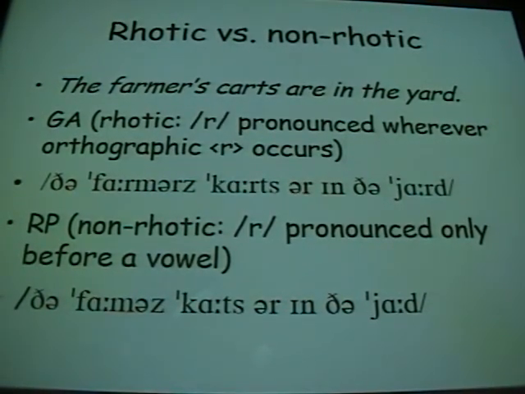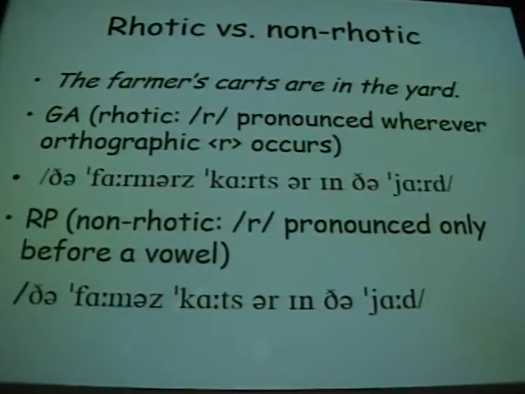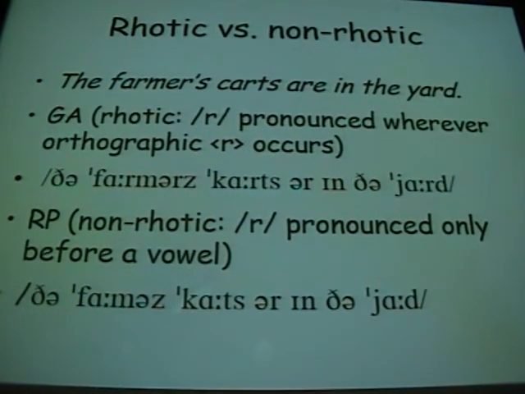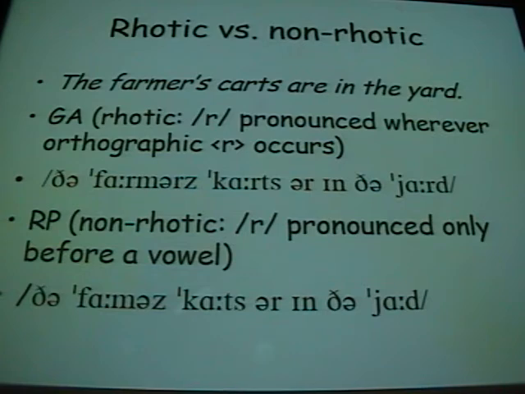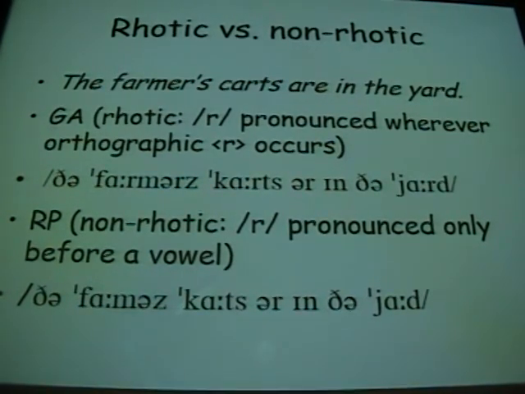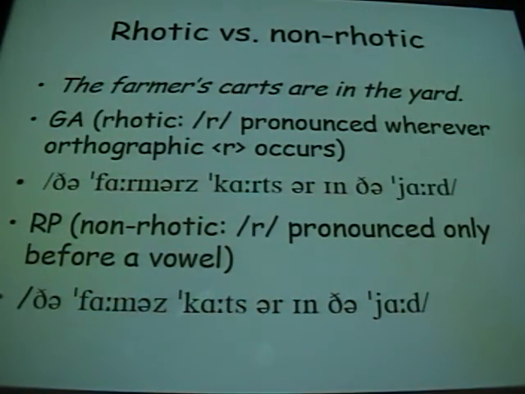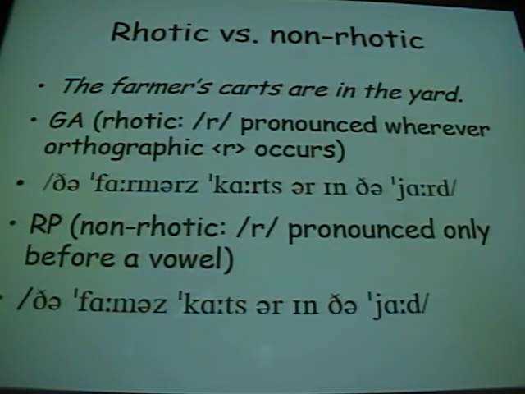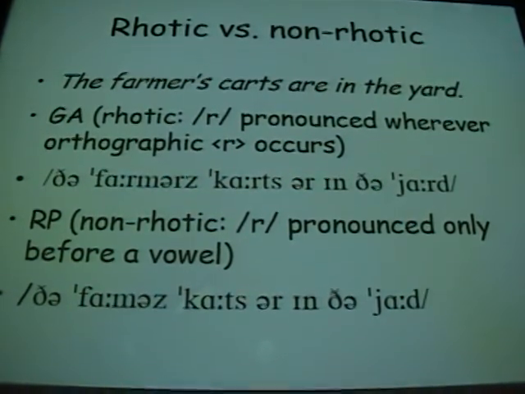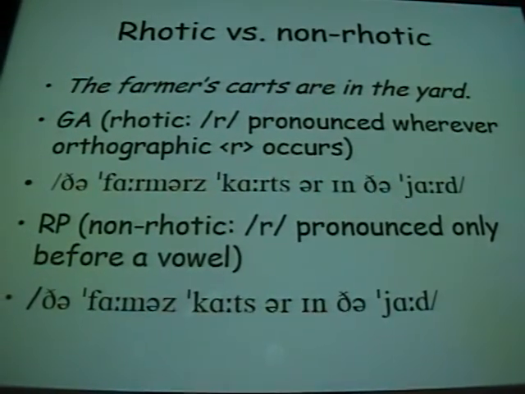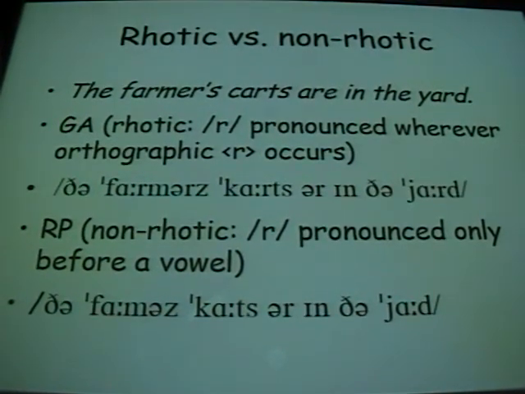The main difference between these two varieties is that American English is rhotic. R is pronounced wherever it's in the orthography, wherever it's in the spelling. So that you have a pronunciation here, I'll attempt to do it, the farmer's carts are in the yard. So an R is pronounced everywhere where it's in the spelling. RP is non-rhotic. R is pronounced only before a vowel. We'll have more to say because it's a little bit more complicated than that. Sometimes you will find that English people will pronounce R where there's no R in the spelling, just in order to make things a little bit more complicated for you. But this is the basis, this is the main difference between the two.